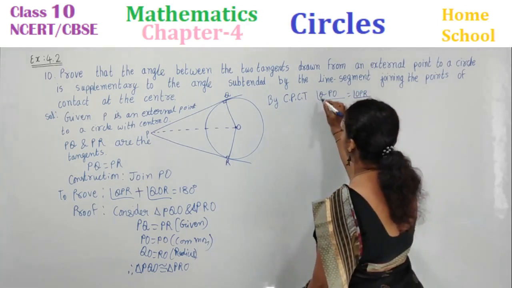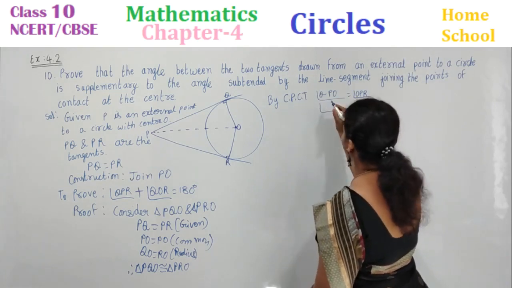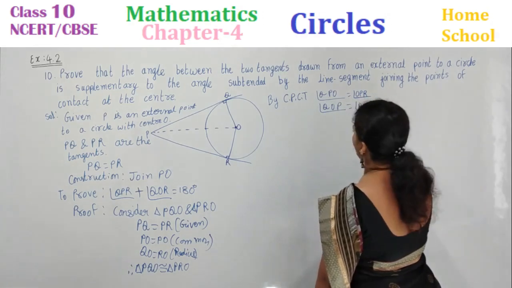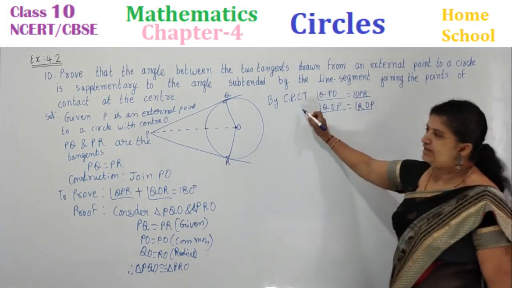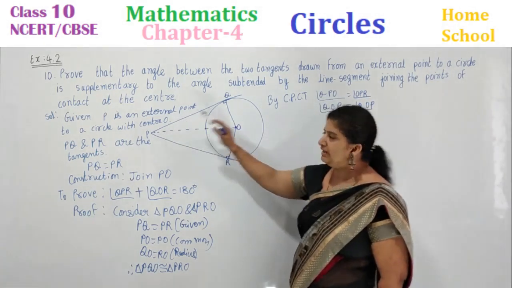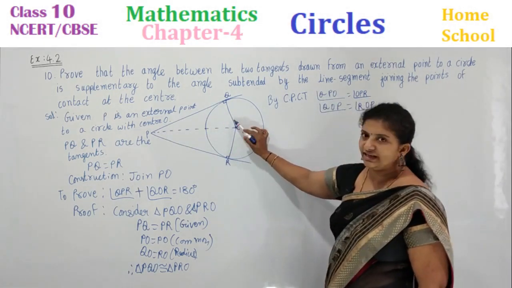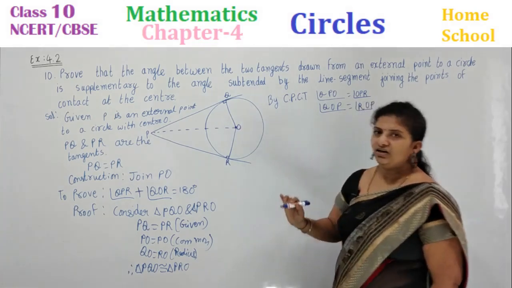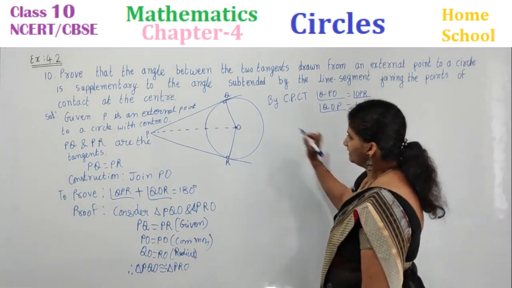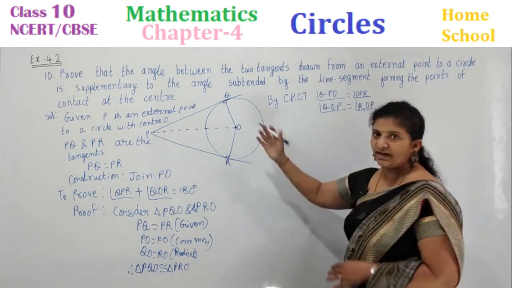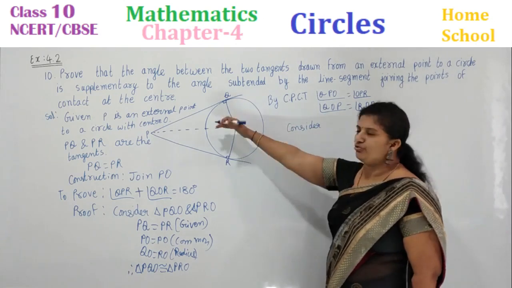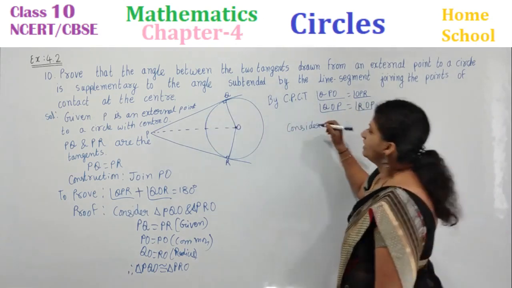Angle OPR and angle QOP is equal to ROP. See here, by CPCT, this angle equals this angle and this angle equals this angle; I have equated them. Okay. Now, what are we going to do? Let me consider a triangle. Any one triangle you can take. Consider any one triangle, children. Your wish. You may take either this or this.